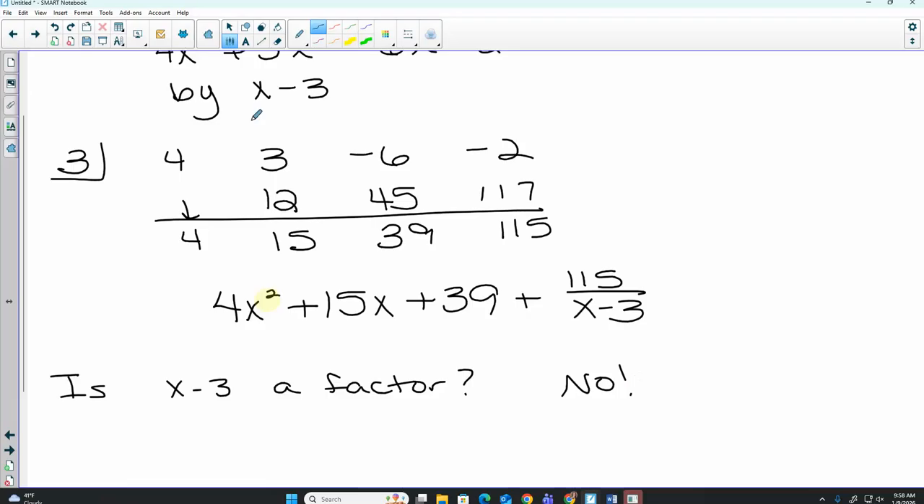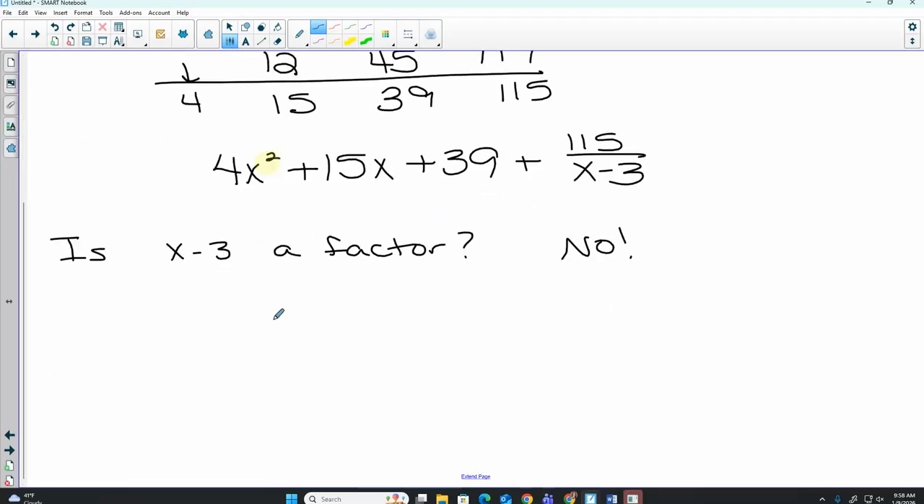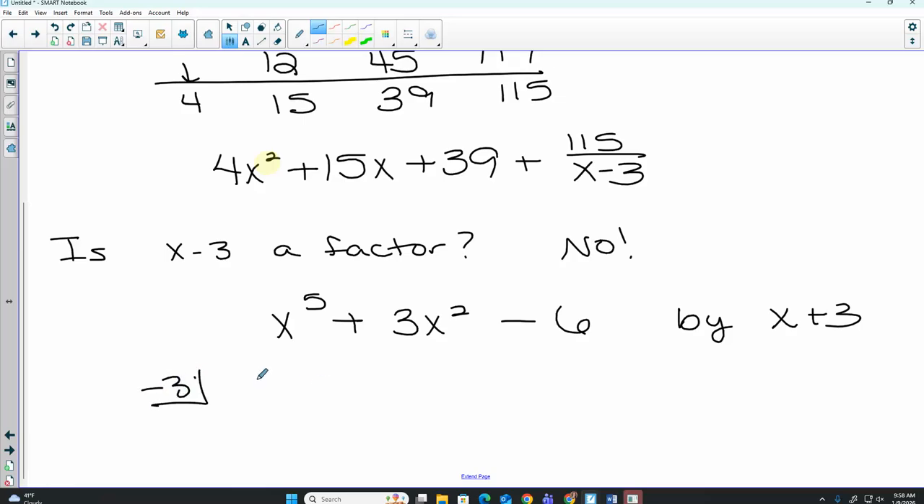Make sure, what if I had said you were going to divide x to the 5th plus 3x squared minus 6. How would you set that up for synthetic? By x plus 3. What would go in my box, that one? Okay, what would I put here? 1, 0, 0. Okay, so don't forget zeros if you have missing powers of x. So we're okay with that?